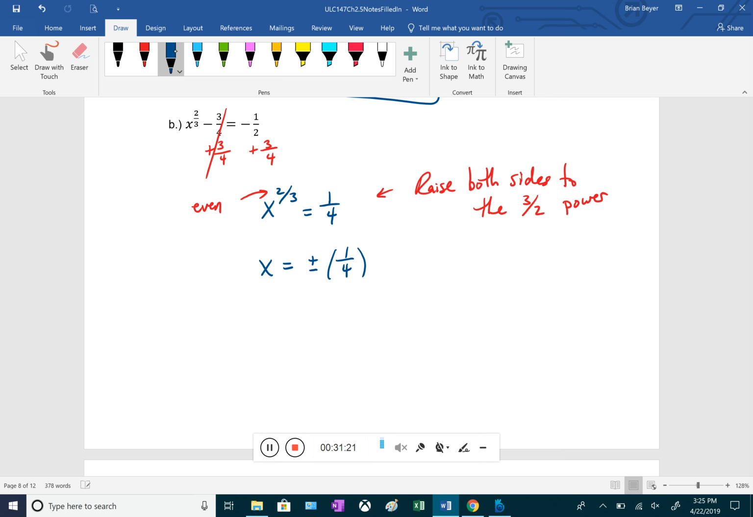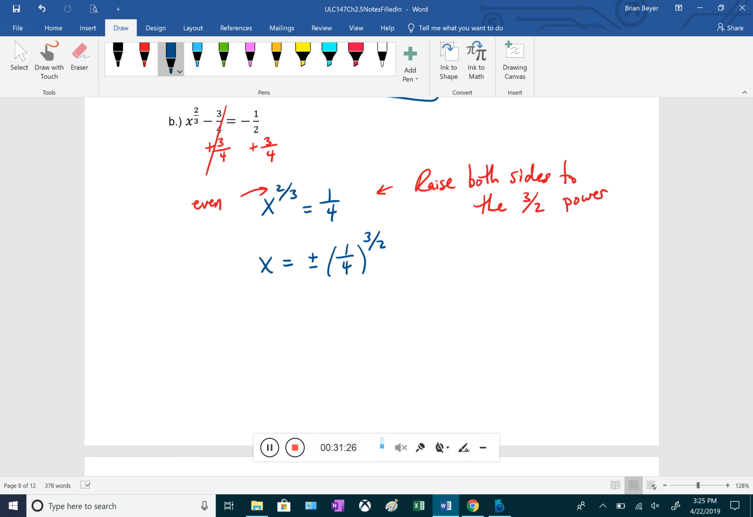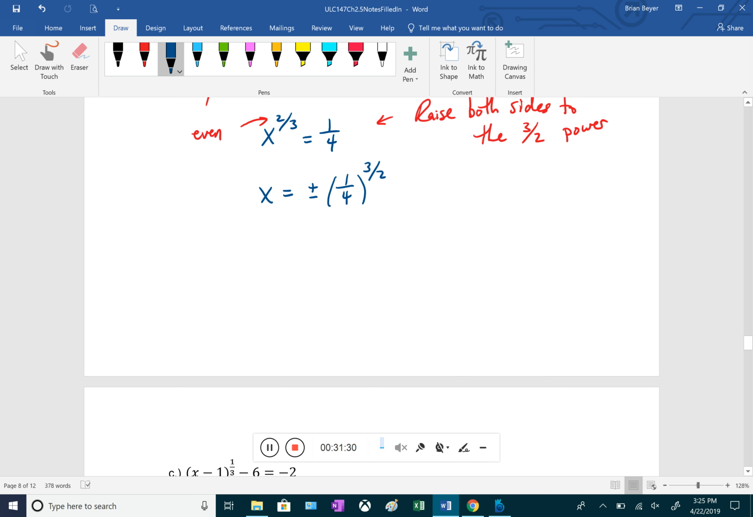1/4 to the 3/2 power. And now we can simplify this a little bit. So it looks pretty messy, but it's really not too awful. So let's take the square root first. So it's going to be plus or minus 1/4 to the 1/2 and then cubed. So all I'm doing here is using the property of exponents and saying let's take the square root before we cube it. And the reason is because now we can simplify it.